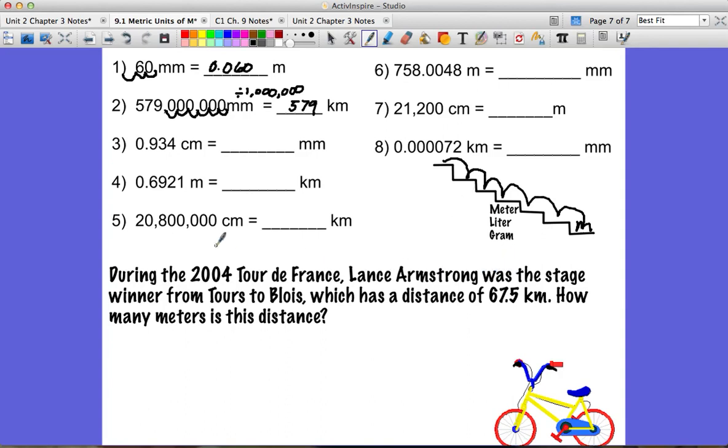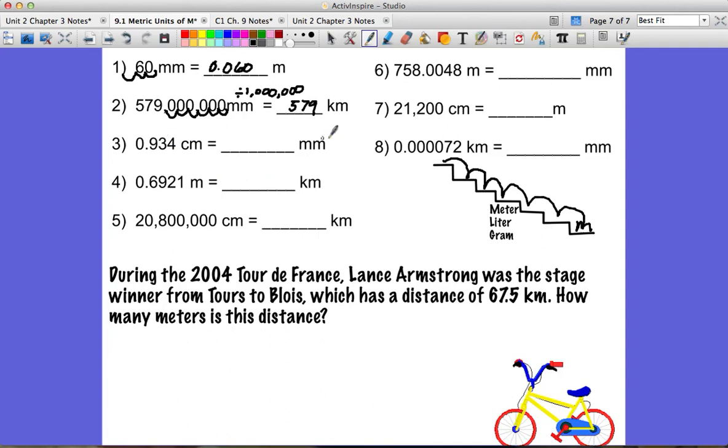All right, so what I'd like you to do is finish the last couple of problems on your own, and then try the word problem on your own. If you'd like, you can try number 3, and when you come back, I'll go over the answer. Otherwise, if you have any questions, please post them to Edmodo.